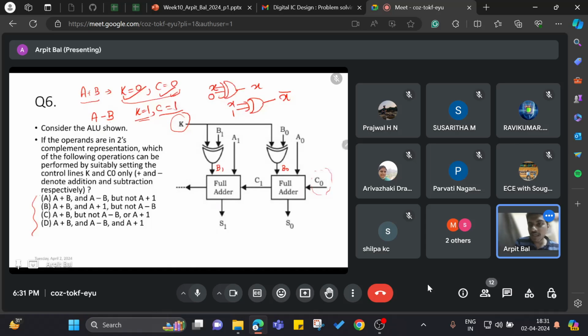So if I put K equals 1 and C equals 1, then I will be able to get A minus B. The reason being, with putting K equals 1, I get the inverted form of B, that is the 1's complement. From the 1's complement, if I have to get the 2's complement, I need to add a 1. And that 1, I will get by setting C naught equals 1. So A minus B is also possible using this module.